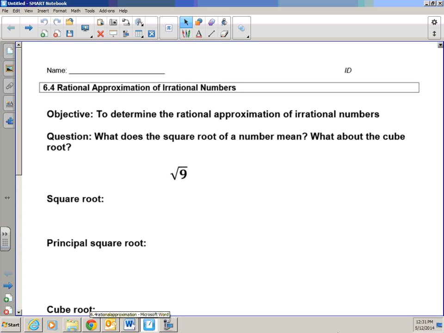So today is the first lesson of a couple of them where we are going to work on what's called an irrational approximation of irrational numbers. Okay, so some definitions here.